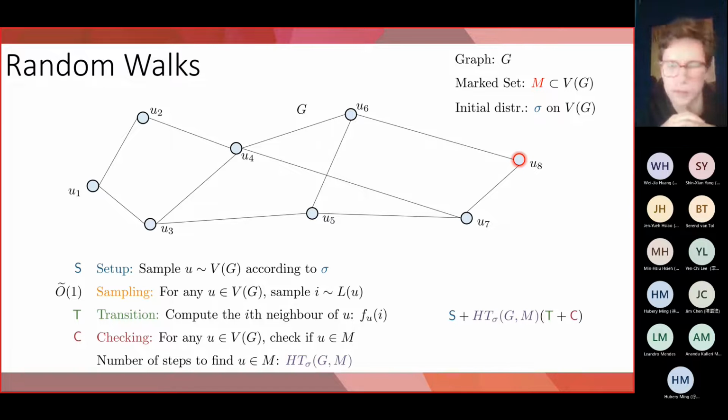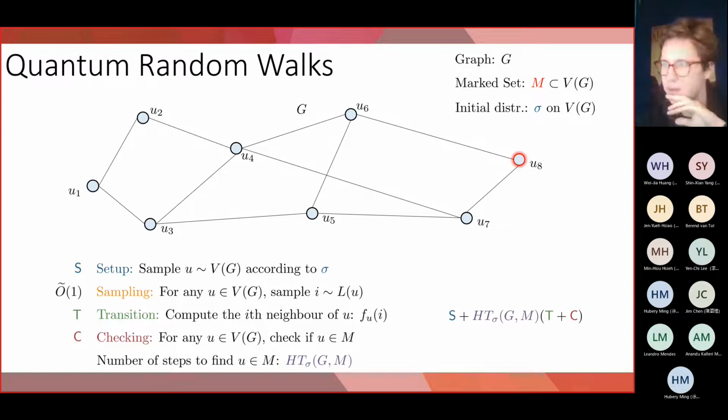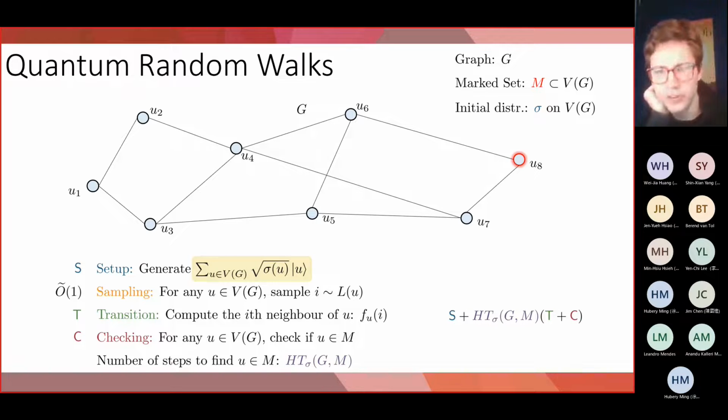And quantumly, one can improve on this. So what happens when we enter the picture of quantum random walks? Well, starting with the setup, if classically you would sample according to sigma, quantumly there's this very nice thing. What you can do is take a uniform superposition scaled by sigma. So now, of course, by just measuring, you have sampled from sigma, but you can also not measure and keep the superposition and keep that power in the algorithm.